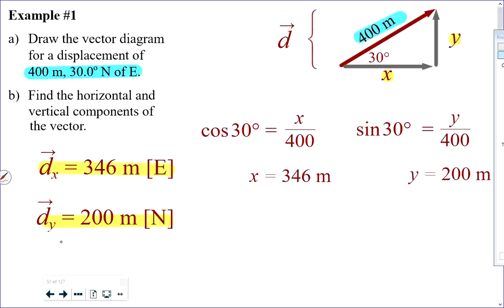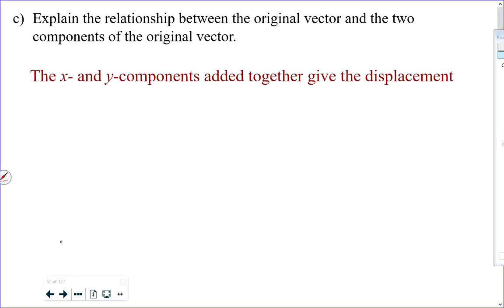And don't, sooner or later, somebody's going to say this. One of you will eventually ask me this question. You'll do a question like this, and then you'll go, but 346 plus 200 gives me 546. You told us that it's supposed to give me the displacement. I'm not adding 346 and 200. I'm adding 346 east, 200 north, and I'm not getting 400. I'm getting 400 30 degrees north of east. I'm not saying the displacements add up. I'm saying these two components as vectors add to give the displacement.